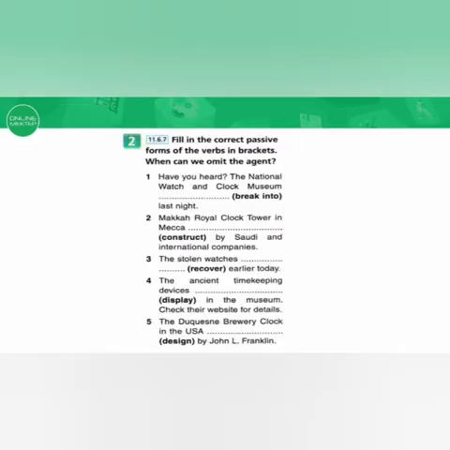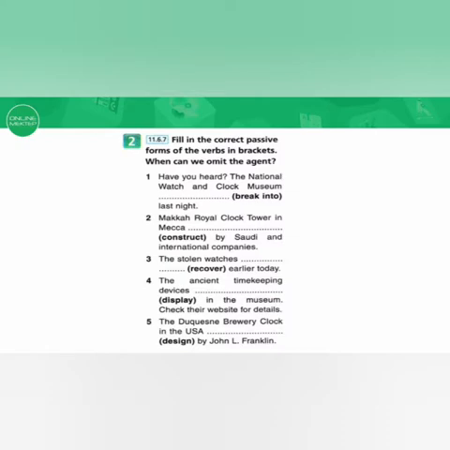Exercise 2. Fill in the correct passive forms of the verbs in brackets. When can we omit the agent? The first sentence. Have you heard? The National Watch and Clock Museum, the verb break into, last night.